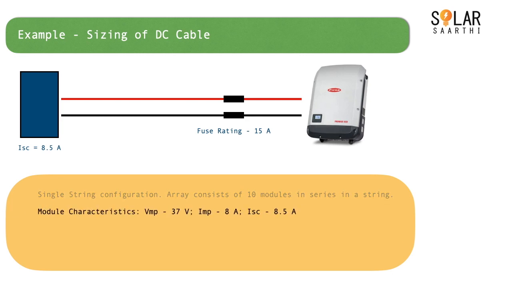Module characteristics: voltage at MPPT level, that is VMP of the module, is 37 volts. IMP, that is the current at MPPT, is 8 amperes. ISC, that is the short circuit current of the module, is 8.5 amperes. Overcurrent protection, we have already discussed, a 15 ampere fuse is installed at the string level. Module to inverter distance is 30 meters in this case.